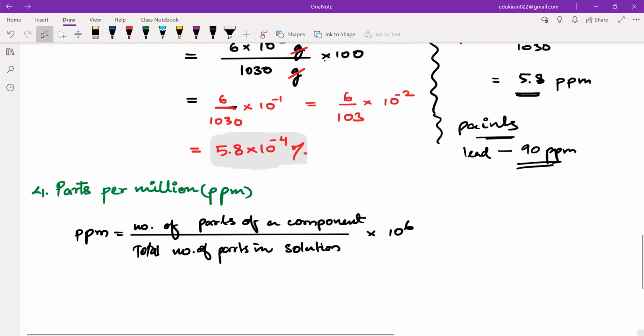Okay, is this clear? Yes or no? Please tell me about ppm. Yes, sir. Okay, moving on.